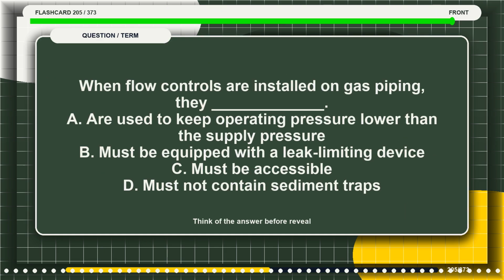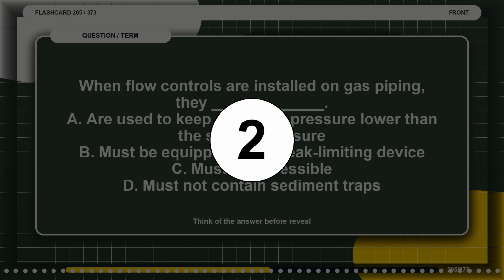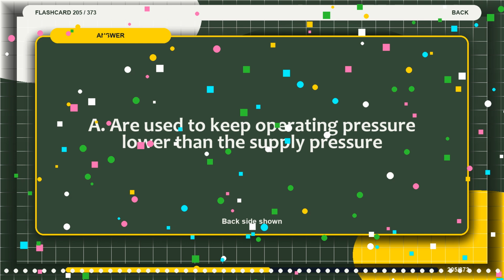Flashcard 205. When flow controls are installed on gas piping, they blank. A. Are used to keep operating pressure lower than the supply pressure. B. Must be equipped with a leak limiting device. C. Must be accessible. D. Must not contain sediment traps. Think of the answer before the reveal. The answer is A. Are used to keep operating pressure lower than the supply pressure.